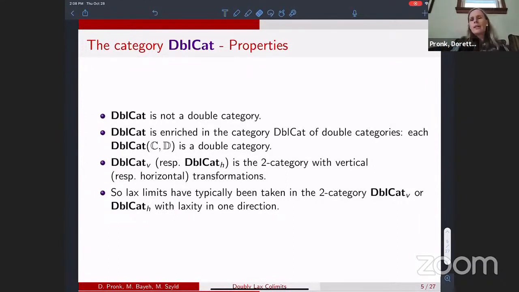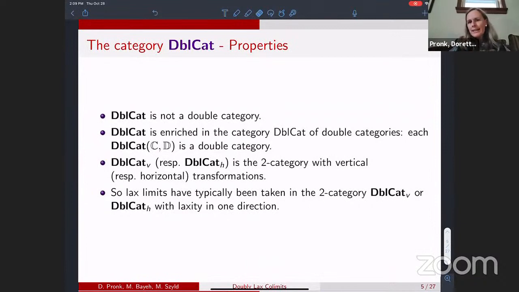We can turn it into a two category by just taking only the vertical or the horizontal transformations. So that is a standard thing that has often been done. And when limits have been studied in double cat, we have usually looked at them as if we were working with double cat V or double cat H, so either the vertical transformations or the horizontal transformations. And then we can take the typical lax colimits or limits. And so that has led to horizontal limits and vertical limits for double categories.